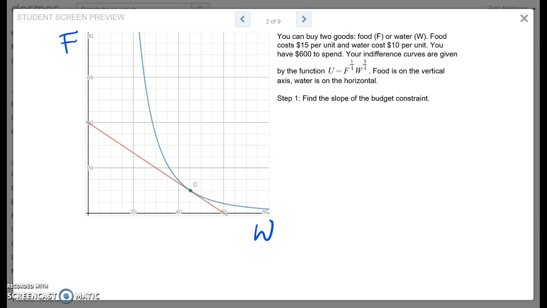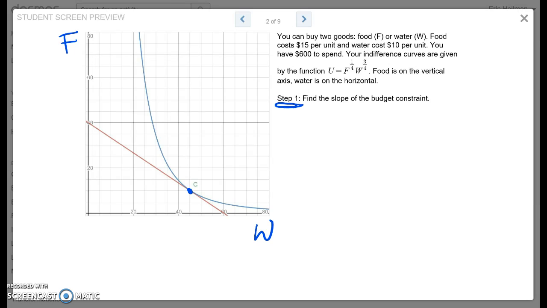So remember what we were talking about in the last presentation: at this point of tangency, at point C, the optimal bundle, the slope of the budget constraint is equal to the slope of the indifference curve. So we're going to go through three steps. We're going to find the slope of the budget constraint, then we're going to find the rate of change of the indifference curve, and then in step 3, we're going to set those equal to each other and do some solving. So step 1 is to find the slope of the budget constraint.